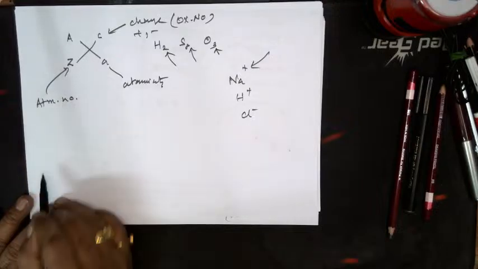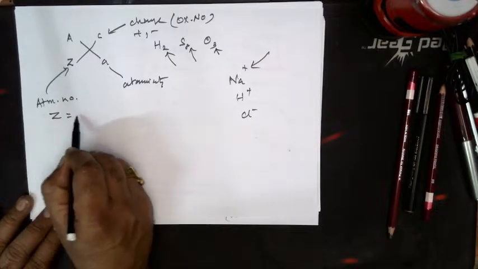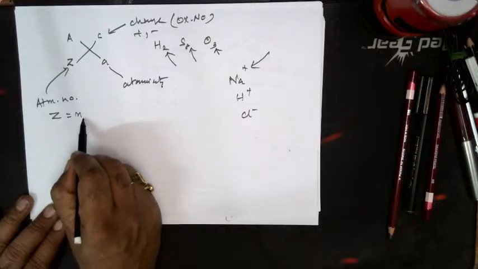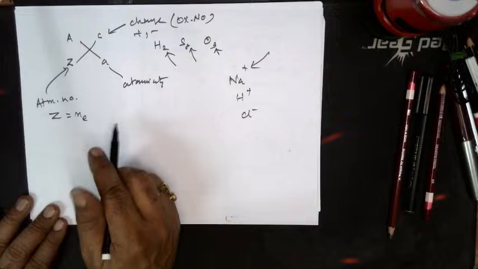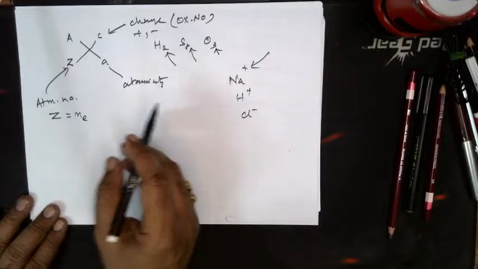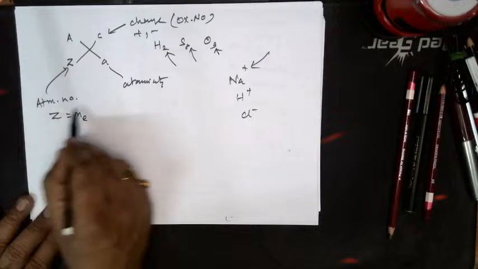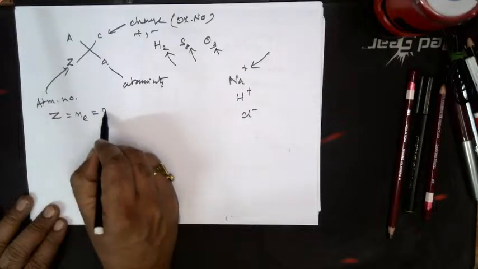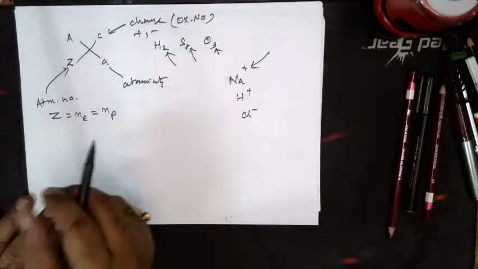Atomic number. This atomic number is nothing but the number of electrons. But for an atom to be neutral, it should be equal to the number of protons also. Therefore, Z can be either the number of electrons or the number of protons, right? They should be equal in number. That is why the atom should be neutral.